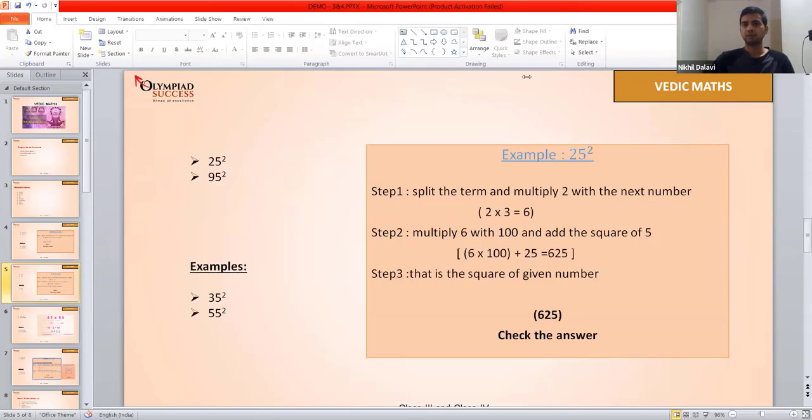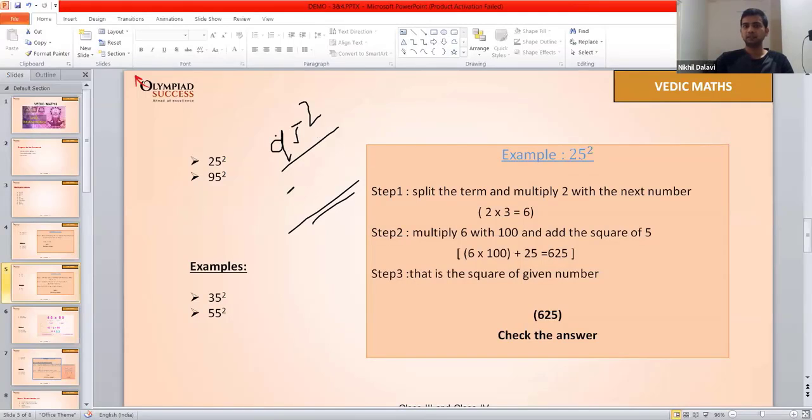Let's take another number now. Let's take 95 squared. What do we do now? What is the first step? The first step is we take 9 and multiply 9 with the next digit. What is the next digit after 9? 10. Great, Sajid. So how much is 9 times 10? Yes, 9 times 10 is 90.